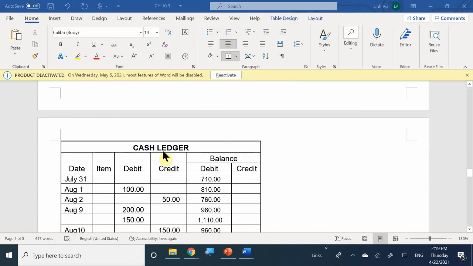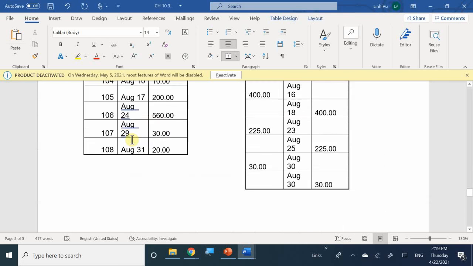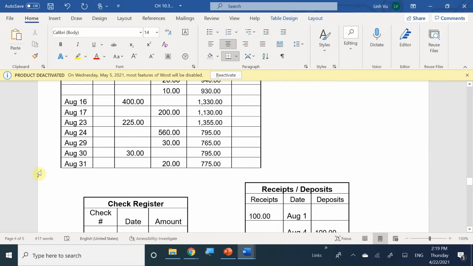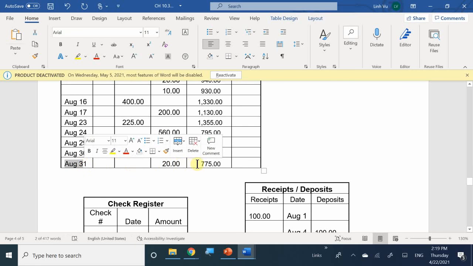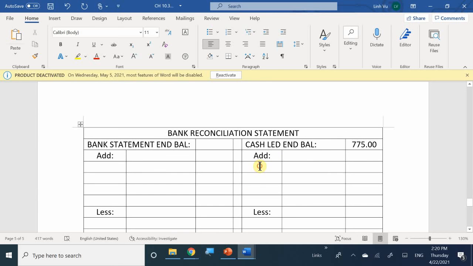So once again, I forgot who wanted to do the cash ledger side, so we're doing the cash ledger side. The first thing we've got to do is determine what our ending balance is on our cash ledger, which by taking a look at our ledger account, we could see at the end of August 31st, we should have an account balance of $775. Now, the first thing I asked you was, what am I going to add on my cash side? Here we determined that it needs to be interest. Felipe said interest.